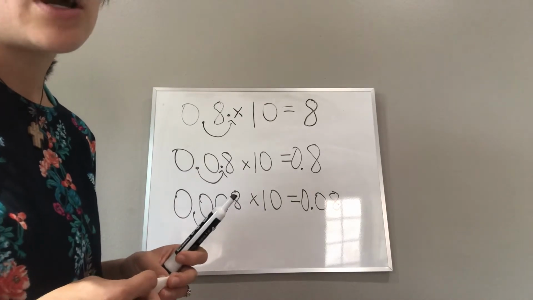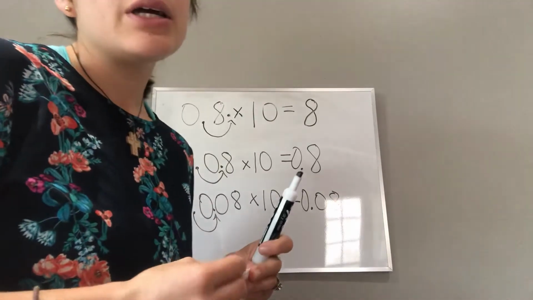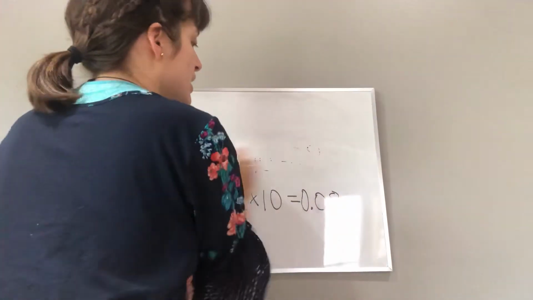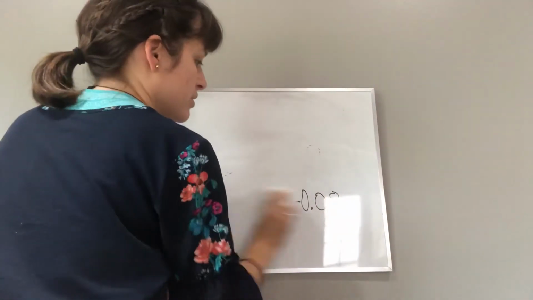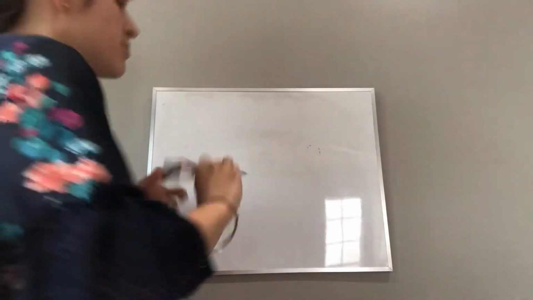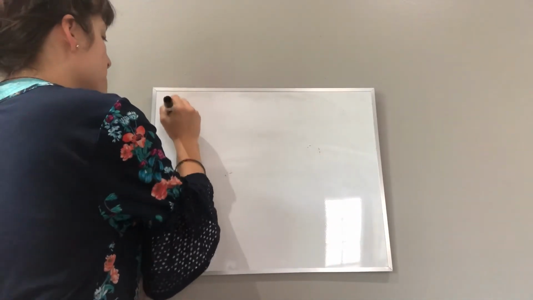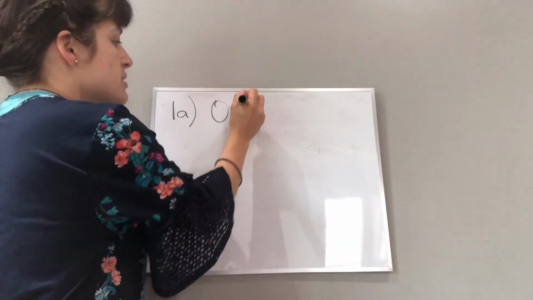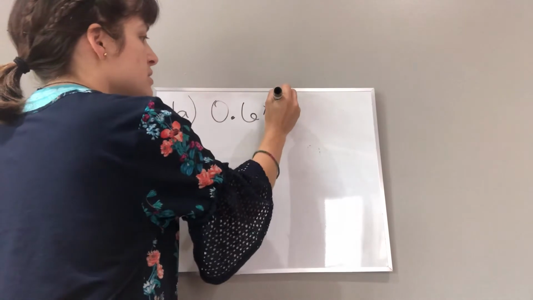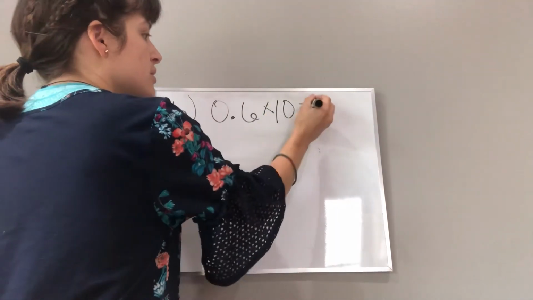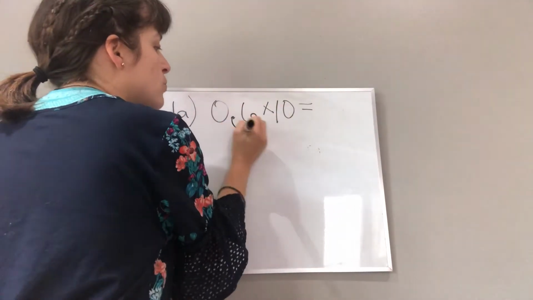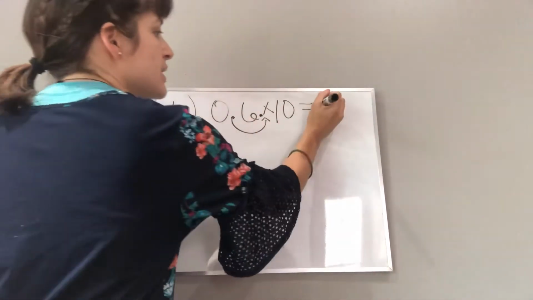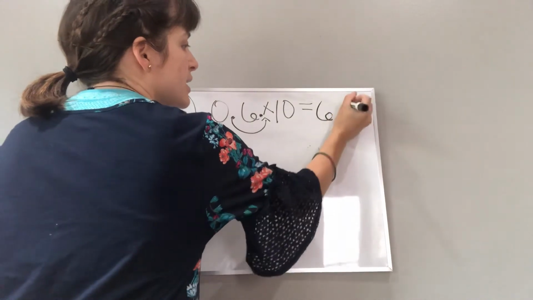Let's see. On page 9, let's look at number 1. So we're on page 9 in your textbook. Number 1A is 6 tenths times 10. I'm going to move the decimal place one place value to the right. I add a decimal here, you get 6.